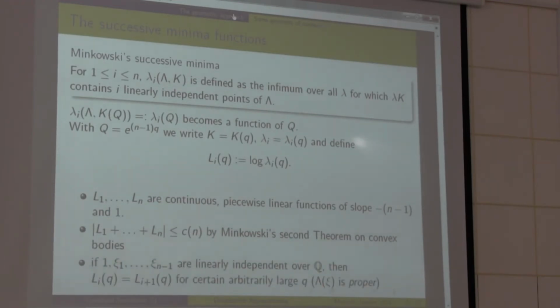And finally, another important thing is that when the real numbers that you intend to approximate together with 1 are linearly independent, you have the nice property that for two successive indices like i and i plus 1, the functions L sub i and L sub i plus 1 do always have points in common for arbitrarily large q. L sub i is equal to L sub i plus 1 for certain arbitrarily large q. Now we'll refer to this just by saying the lattice lambda of psi is a proper lattice.